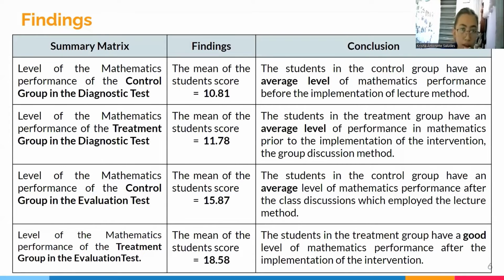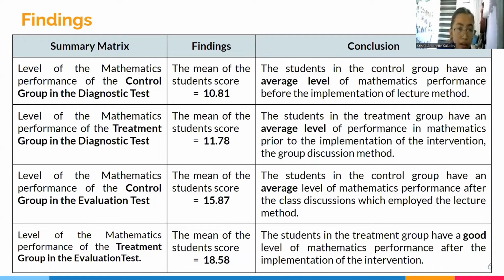So for the findings of our study, we first determine the level of mathematics performance of the control group and the treatment group in the diagnostic test and evaluation test. For the control group in the diagnostic test, we found that the mean of the student score is equal to 10.81. Using the interpretation of the researcher's cooperating teacher, this means that the students in the control group have an average level of mathematics performance before the implementation of the lecture method.